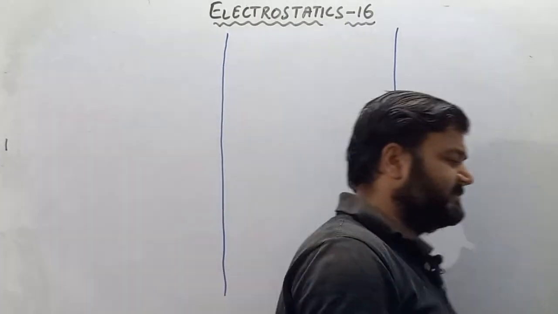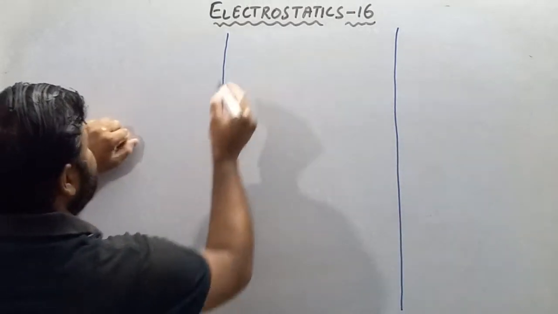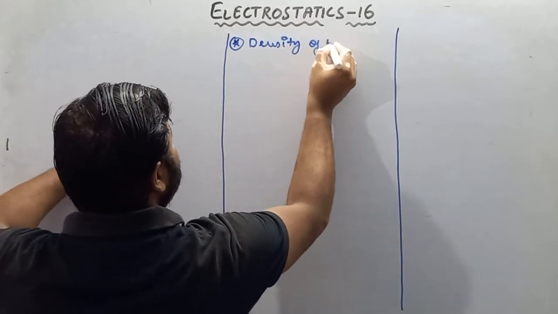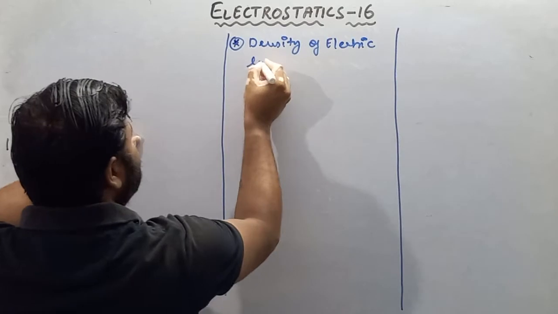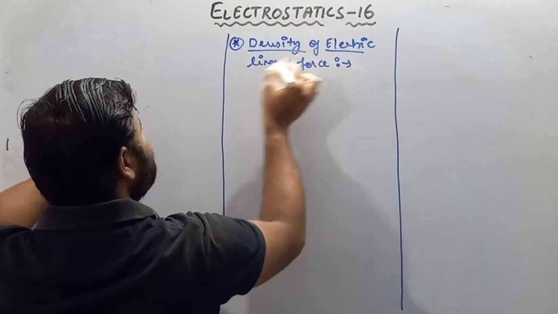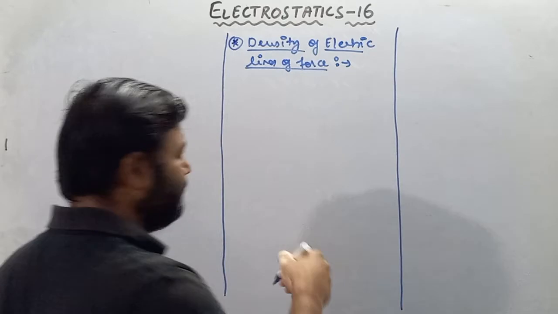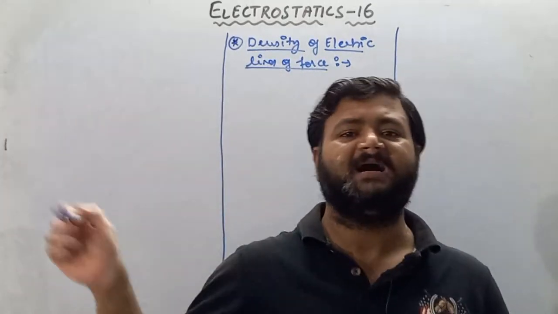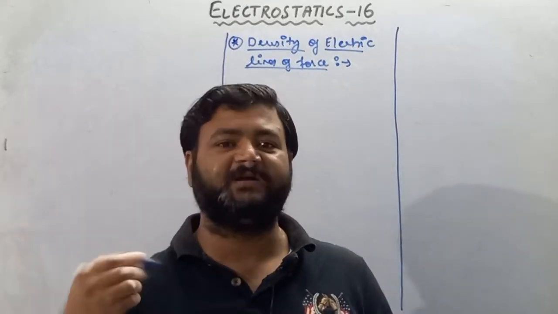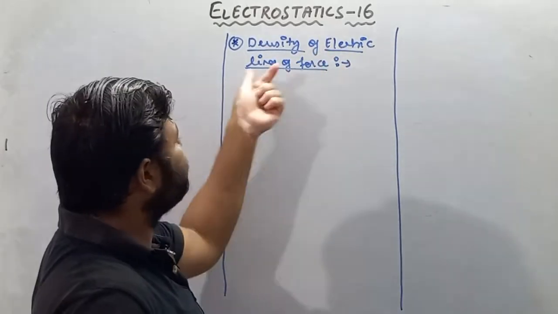Density of electric lines of force. See, my dear student, electric lines of force means representation of the electric field, which I already told you: for a positive charge we make electric field lines away from the charge, and for a negative charge the electric field lines are always towards the charge. So basically electric field lines are simply electric lines of force.